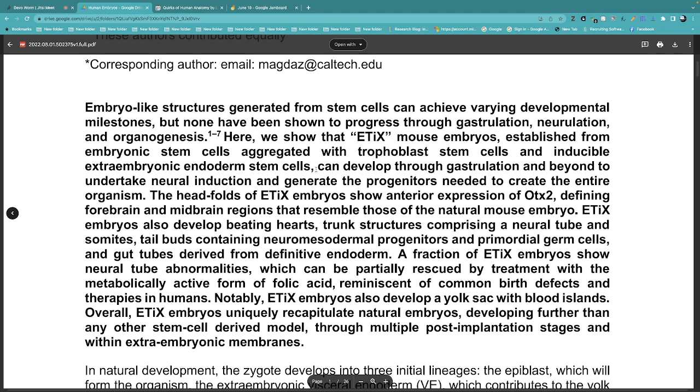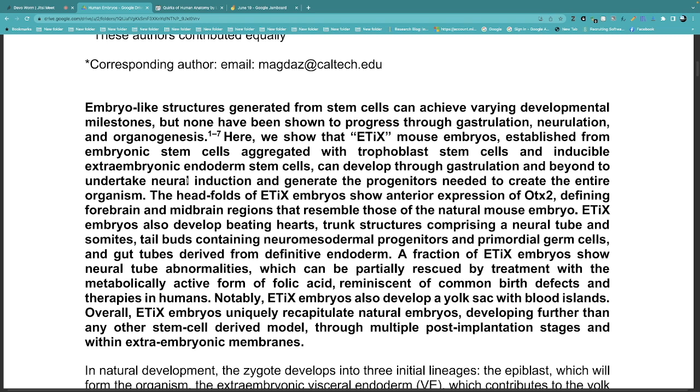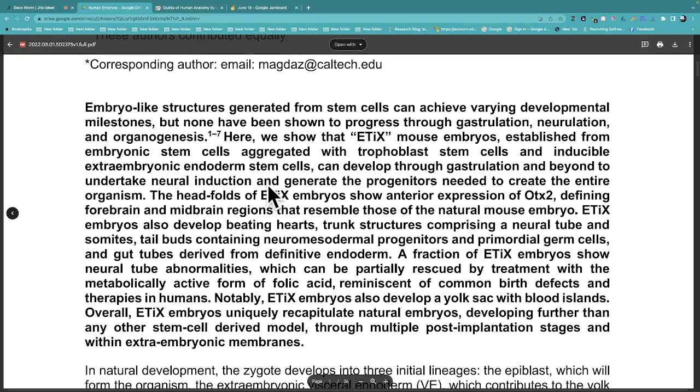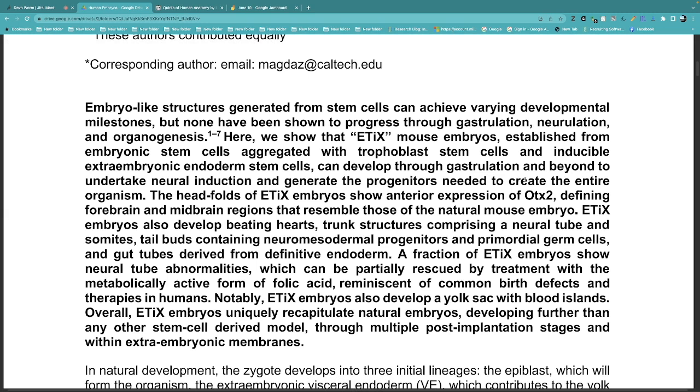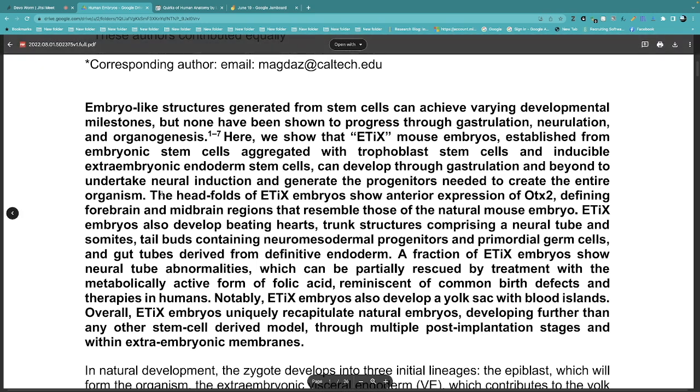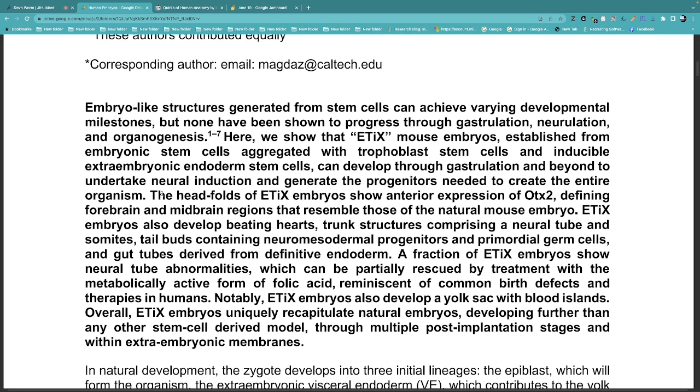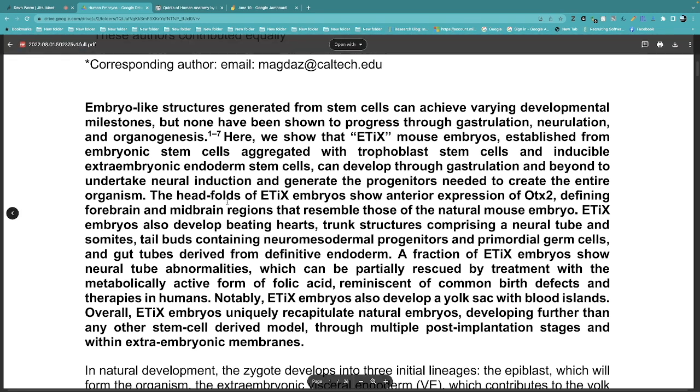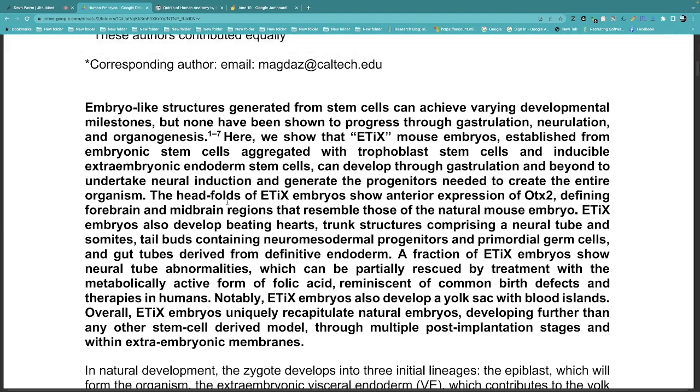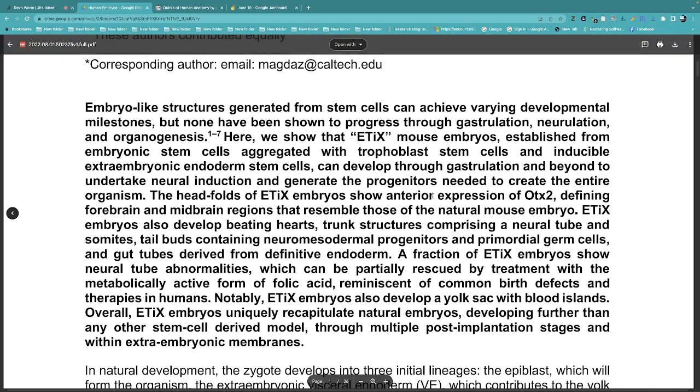And you can do this to undertake neural induction, which is a stage where you get the induction of neural tissue, like the neural tube and the neural crest, and generate the progenitors needed to create the entire organism. So you can get this sort of neural differentiation, and from that you get progenitors that you need to create things like the forebrain. The head folds of the ETiX embryos show anterior expression of OTX2, defining forebrain and midbrain regions that resemble those in the natural mouse embryo.